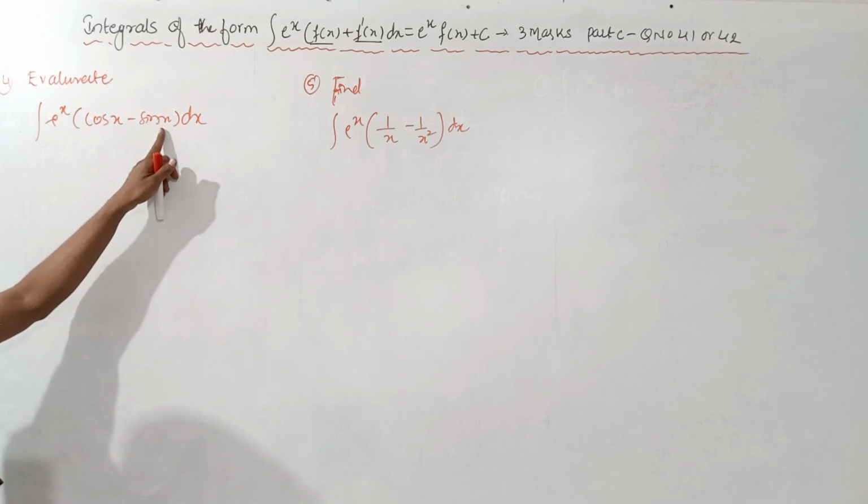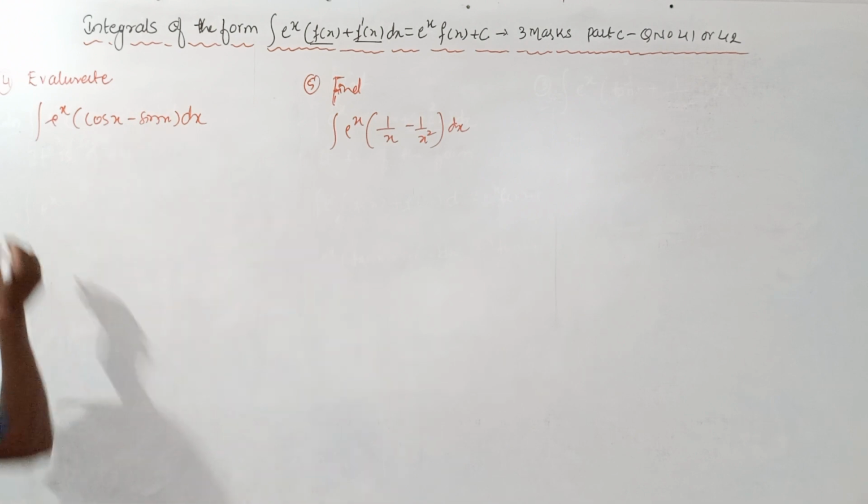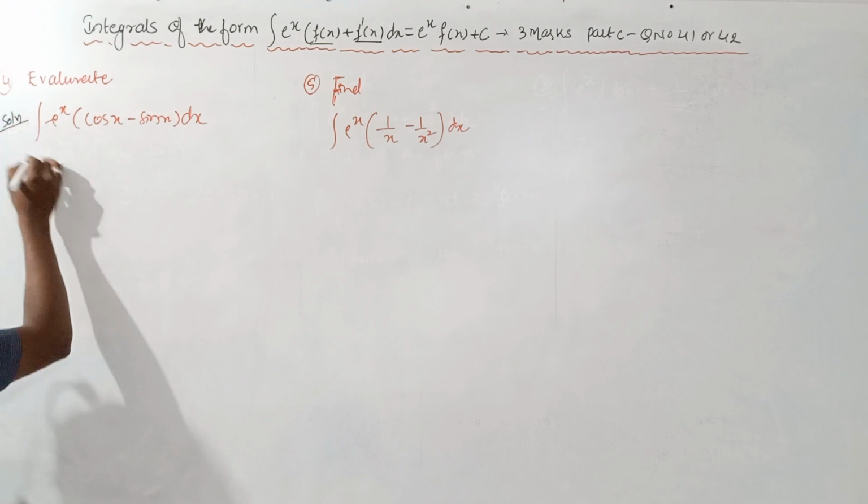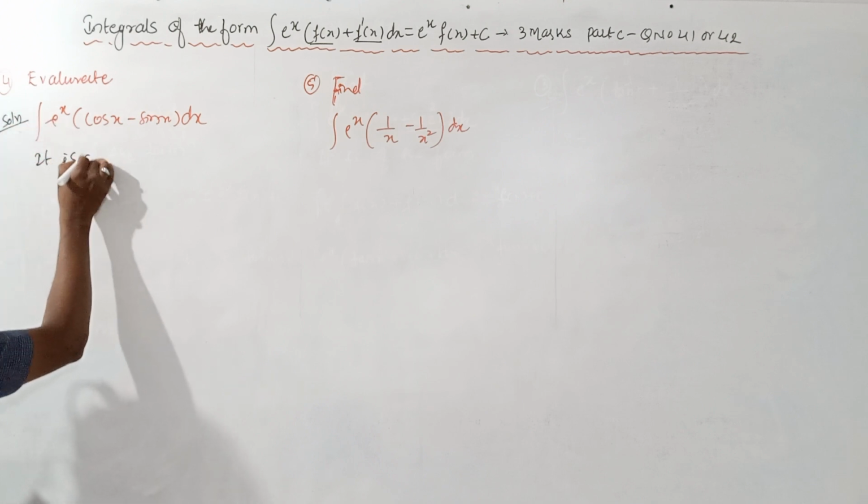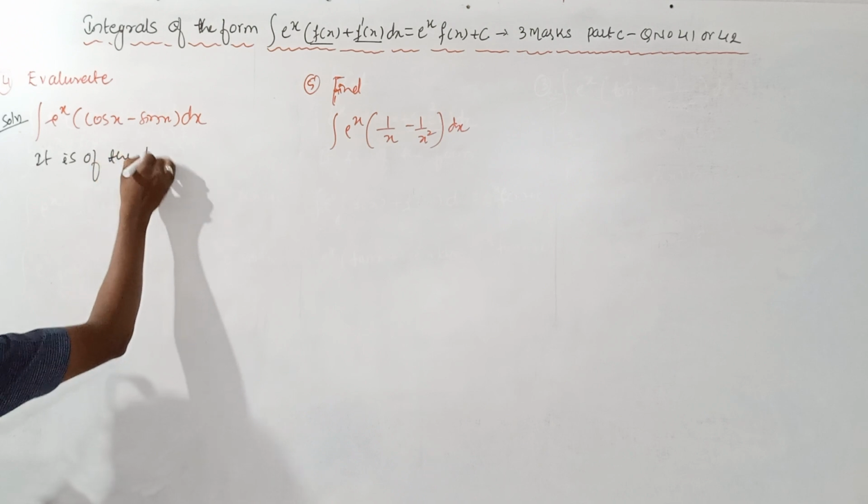Next problem, see here: integration of e raised to x cos x minus sin x. The derivative of cos is minus sin x dx. So it is of the form; write the first step of the solution as it is.